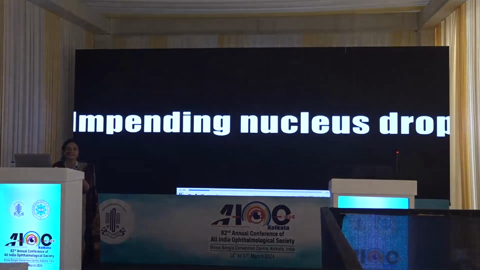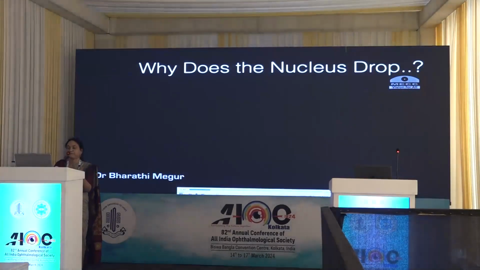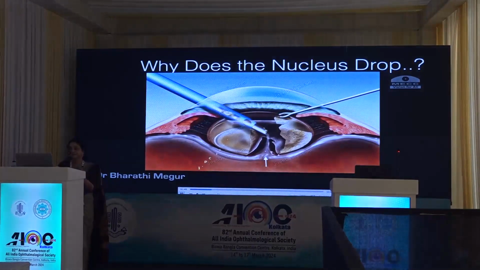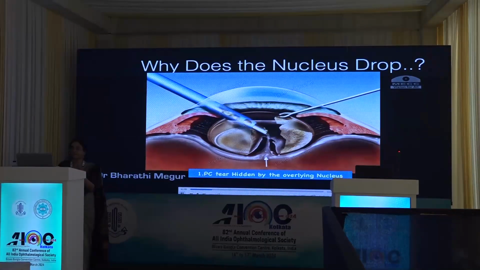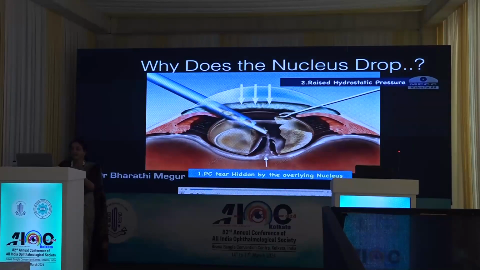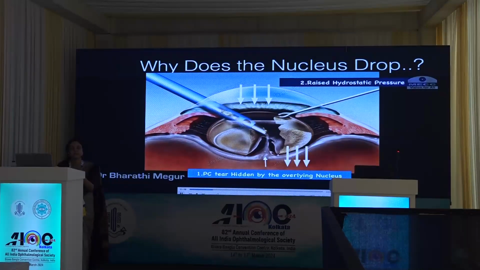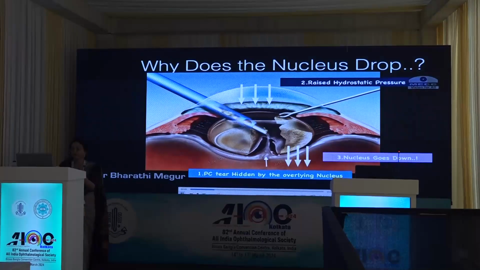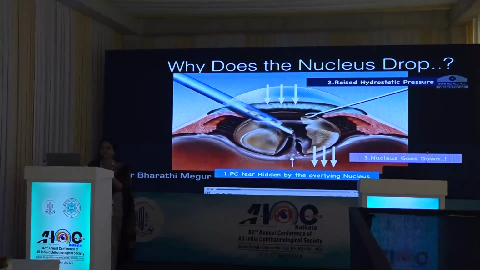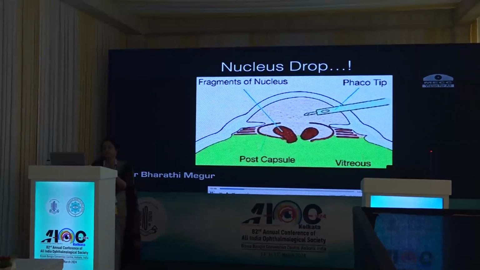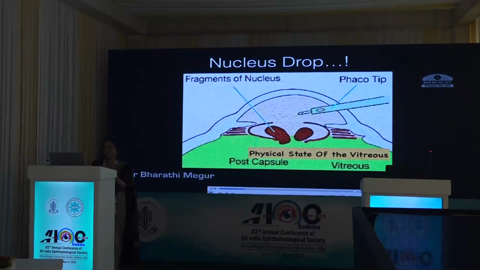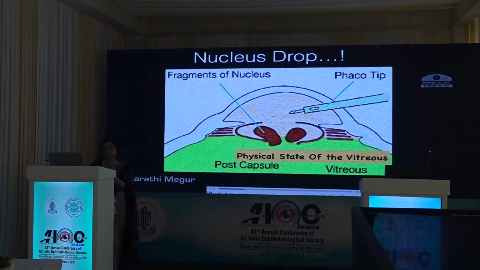Coming to the next critically important step of discussing PC tear with nucleus in situ: why does the nucleus drop? When there is a large PC tear with an overlying big nucleus with a positive hydrostatic pressure, which is seen in phacoemulsification, there is no place for the nucleus to disappear. It goes into the vitreous. This all depends on the physical state of the vitreous as well.